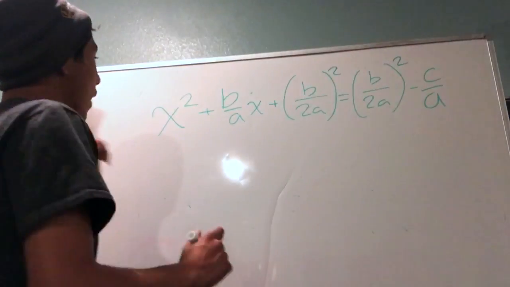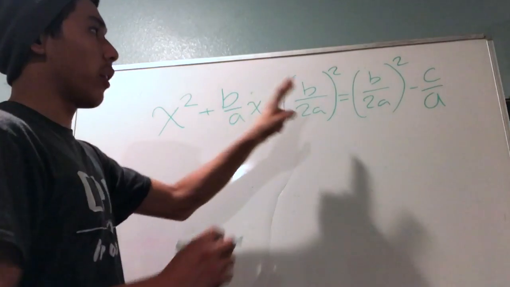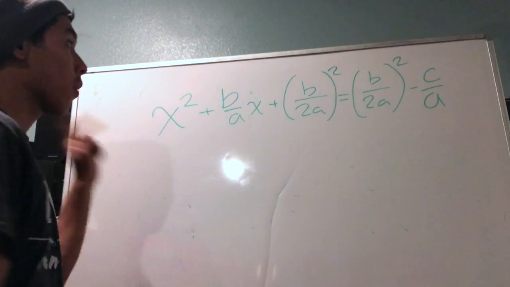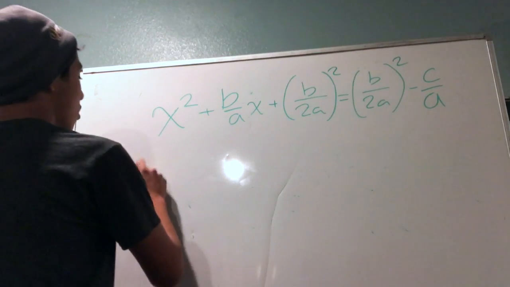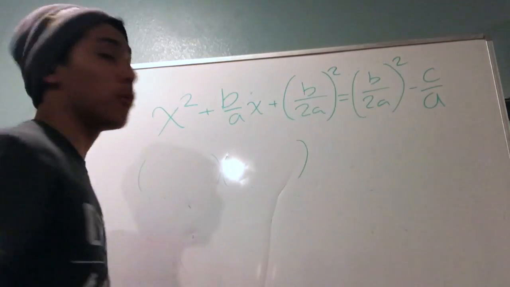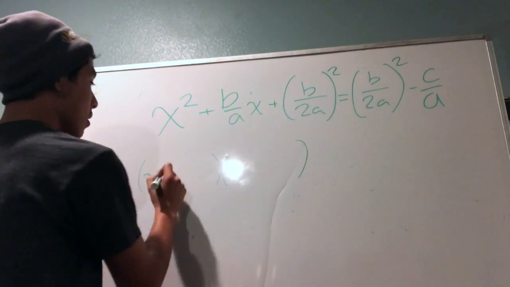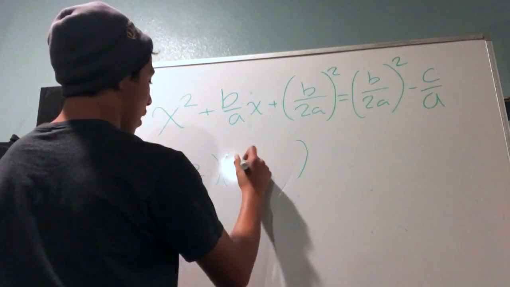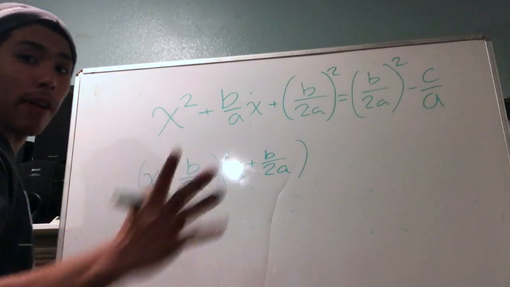Okay, so right now we have x squared plus b over a times x plus b over 2a squared is equal to b over 2a squared minus c over a. So what do we have to do now? We have to factor it. What we have to do to factor it is get these two parentheses set up. And because we set it up to be factored really nicely, we know that x plus b over 2a times x plus b over 2a is equal to this. So we don't have to worry about it.